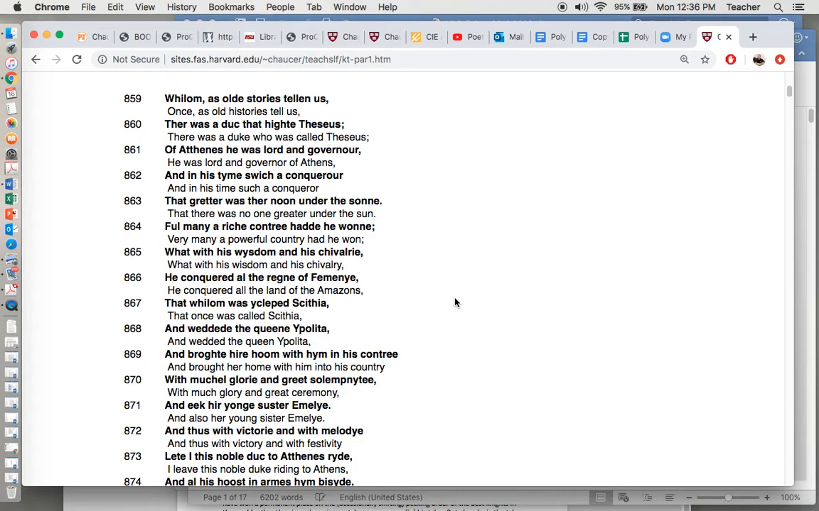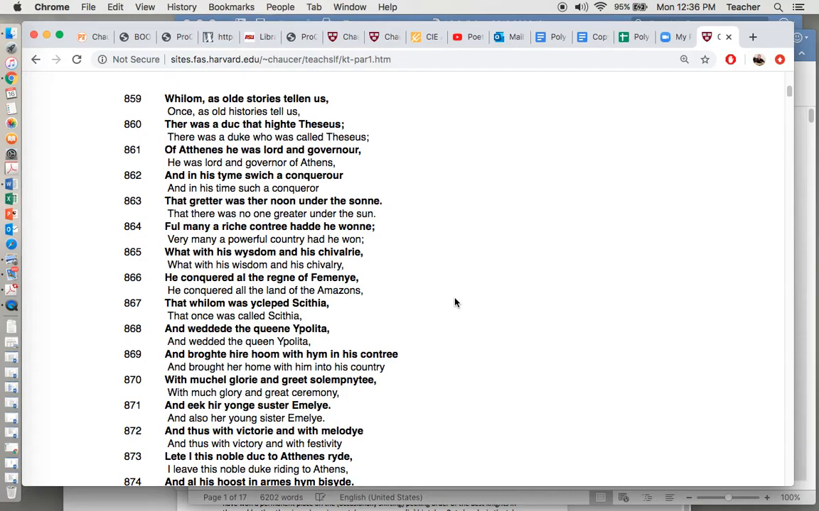Whilom, as old stories tell us, there was a duke that hight Theseus. Of Athens he was lord and governor, and in his time such a conqueror that greater was there none under the sun. For many a rich country had he won, that with his wisdom and his chivalry he conquered all the reign of Feminia, that whilom was cleped Scythia, and wedded the queen Hippolyta, and brought her home with him in his country, with mutual glory and great solemnity, and eke her young sister Emily.